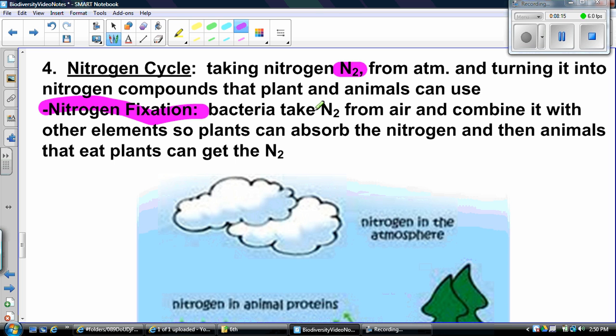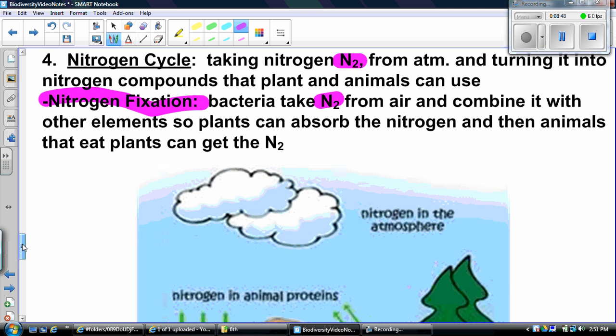Bacteria will take the N2 from the air and combine it with other elements, usually oxygen, so that plants can absorb the nitrogen, and then animals eat the plants to get their nitrogen. Because right now, we cannot take in nitrogen from the air. We have to get it from the food we eat. So the only way to do that is to eat plants, and plants get it from the soil, where bacteria have combined the nitrogen from the air with usually oxygen.